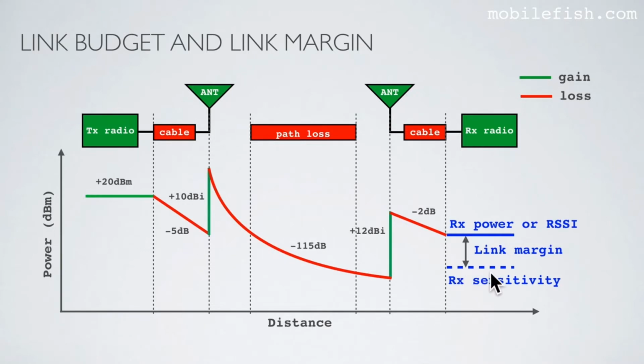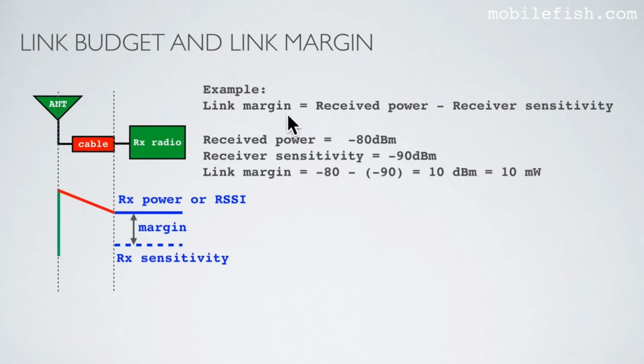The receiver sensitivity is the lowest power level at which the receiver can receive or demodulate the signal. For example, the receiver sensitivity is minus 90 dBm. The difference between the received power and the receiver sensitivity is called the link margin. Again, the link margin is the received power minus the receiver sensitivity. If the received power is minus 80 dBm and the receiver sensitivity is minus 90 dBm, the link margin is 10 dB.